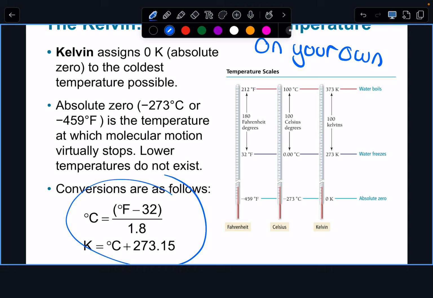So that ends up being 273 below freezing. That's where we set water's freezing point at 273, and that's how we convert back and forth. If you're in Celsius and you need to get to Kelvin, you just add 273. If you're in Kelvin and you need to get to Celsius, you subtract 273.